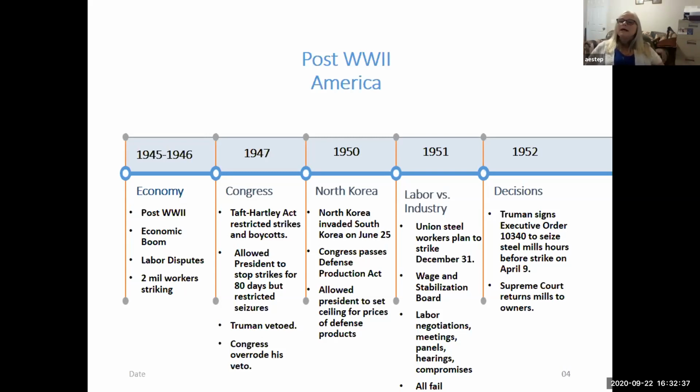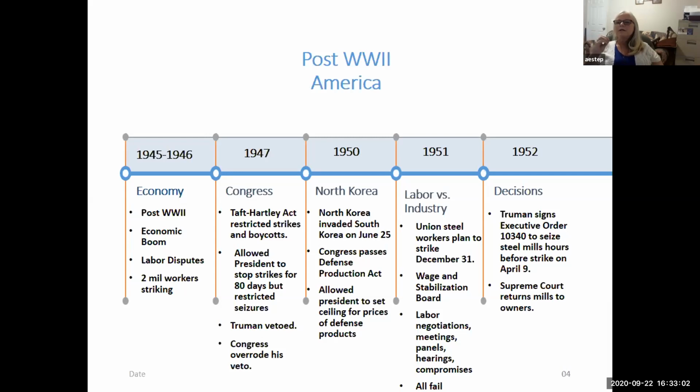But that's when the steel workers decide, you know what? Our labor agreement is up December 31st. We need more wages. We need to increase our wages. So we're going to go on strike. And President Truman knows this is a national catastrophe. If this happens, how is he going to get the soldiers in Korea the things that they need? So he can't allow this.